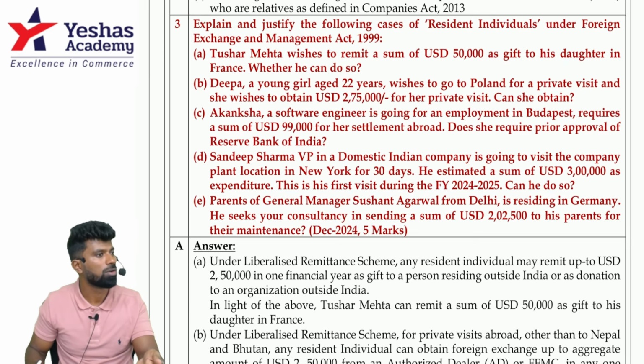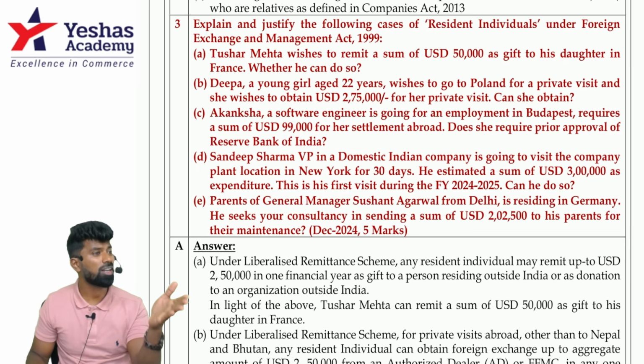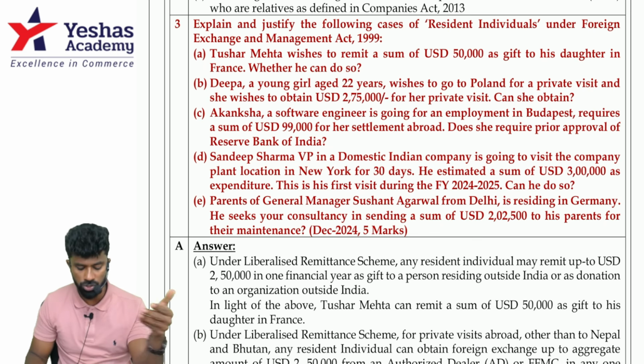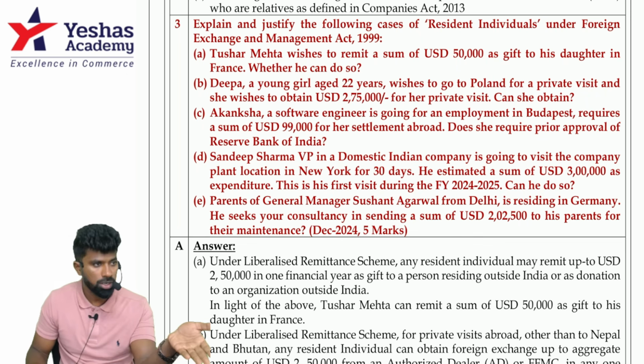Can he do so? What transaction? Current or capital? Gift is a current account transaction. What transaction? Up to how much you can remit? 2,50,000. How much you are sending here? Allowed or not allowed? Allowed.